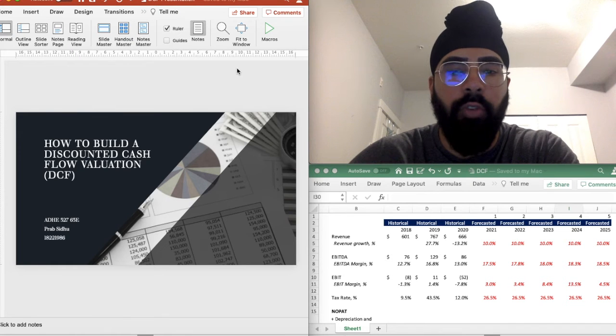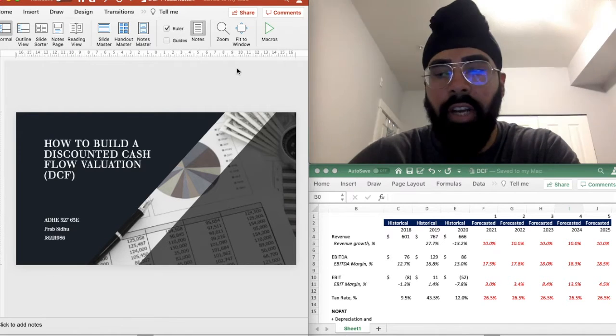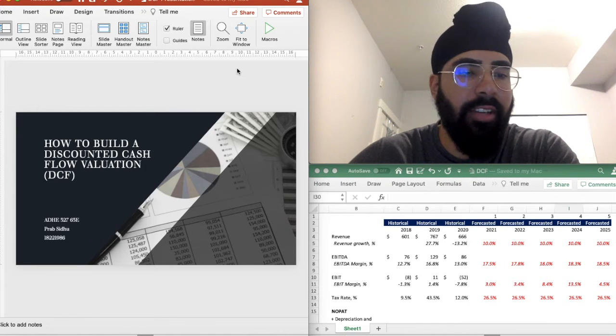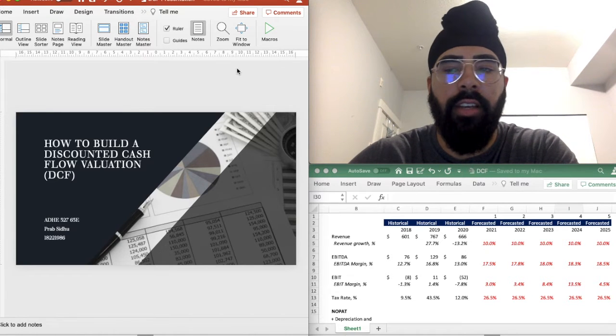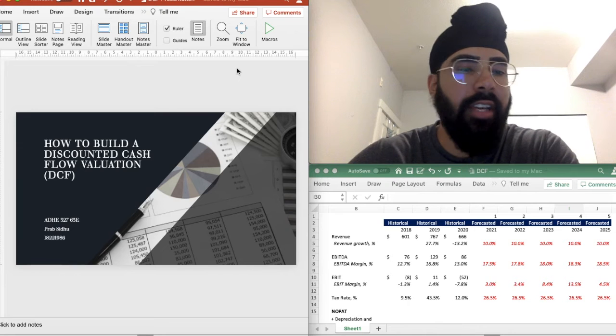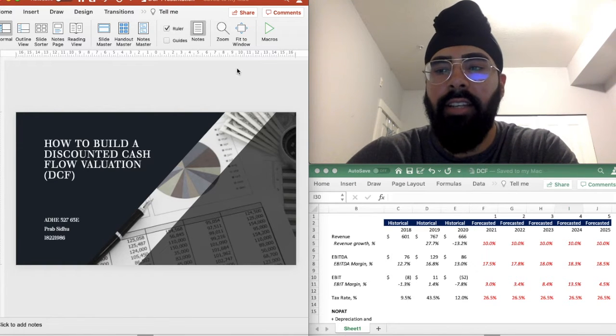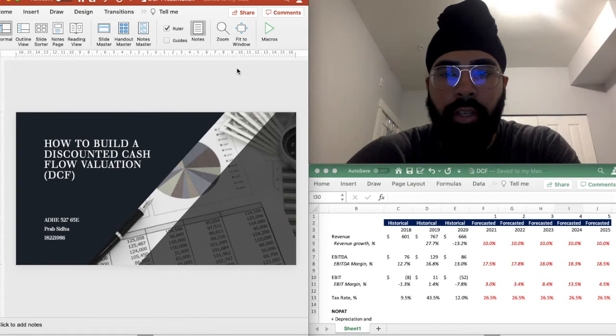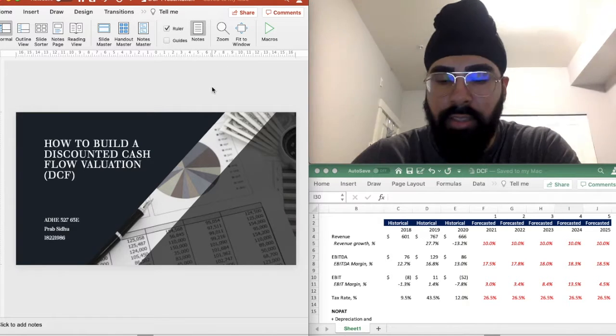So I wanted to go over the concepts, and there's three main valuation methods. There's DCF, or discounted cash flow, which is the one we'll cover today. There's public comps and there's precedent transactions. And today I'm covering the DCF, as I said, because it's the most important and the most used one. So let's get right into it.